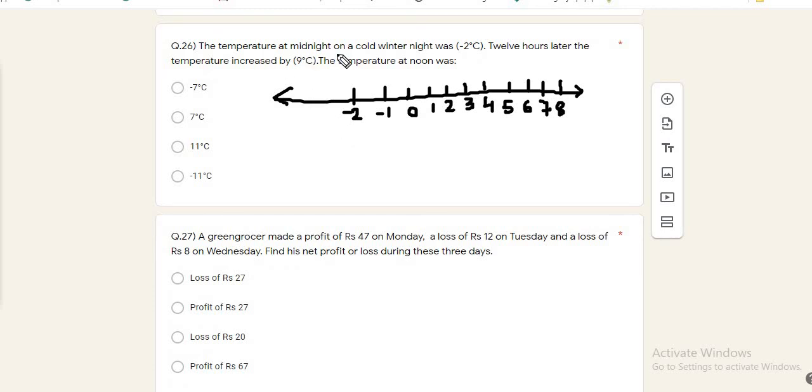Question 26. The temperature at midnight on a cold winter night is -2. From here, 12 hours later, the temperature jumps to 9 degrees Celsius. Jumps by 9 degrees Celsius. That means from -2, it takes 9 jumps in the right direction, because the temperature is increased. So 1 2 3 4 5 6 7 8 9. So after 9 jumps, the temperature will be 7 degrees Celsius. So B is the correct option.